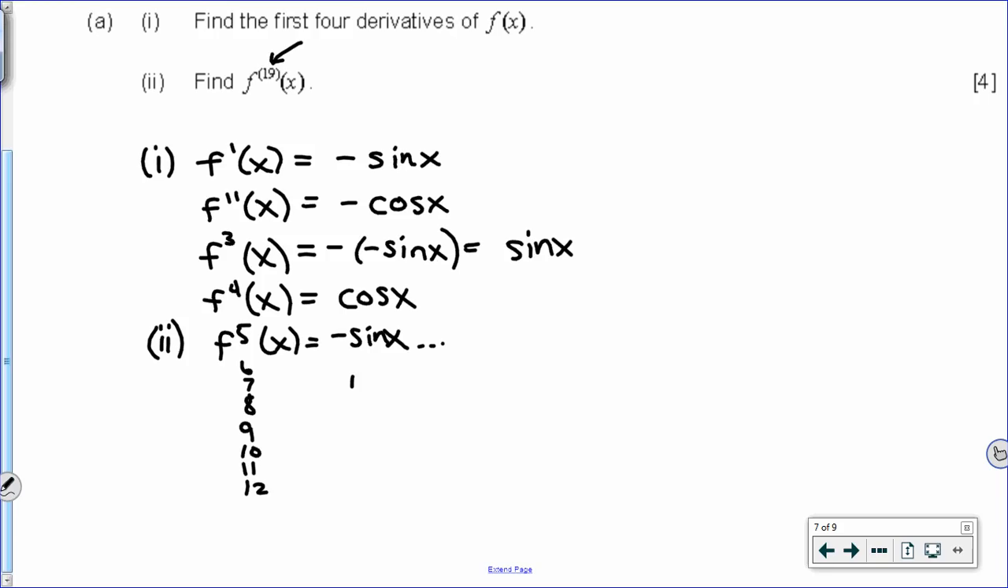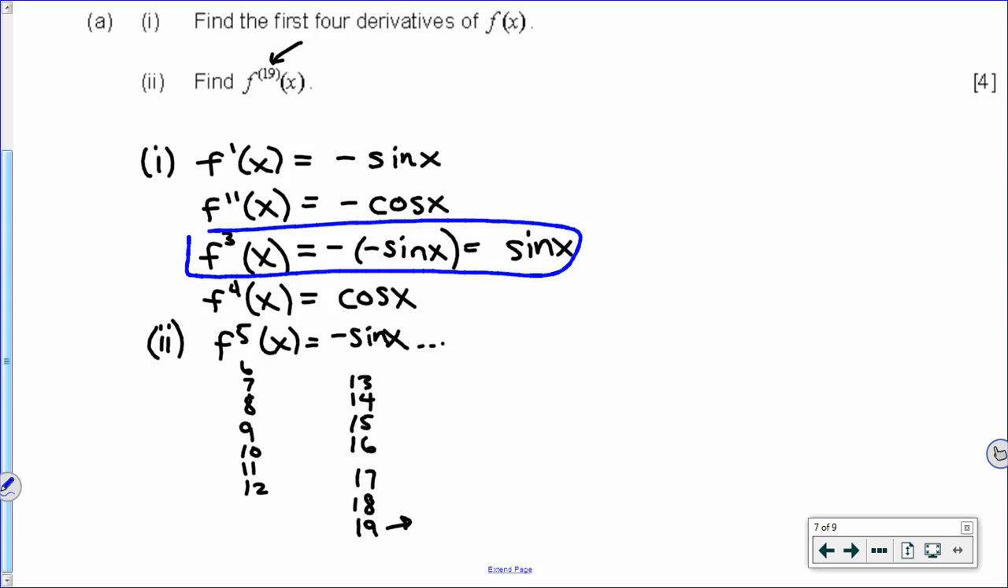And then the 13th, 14th, 15th, 16th, we'd have the same 4 repeating. And then the 17th, 18th, 19th is the one that they're asking us for. So we have to recognize that that would be the third one in the pattern, which is just sine x. So the 19th derivative of f is sine x. And that's our work shown for that question.